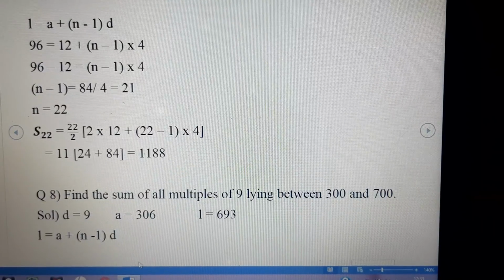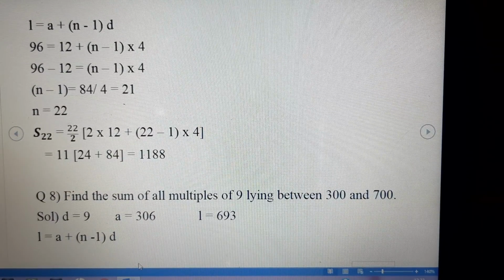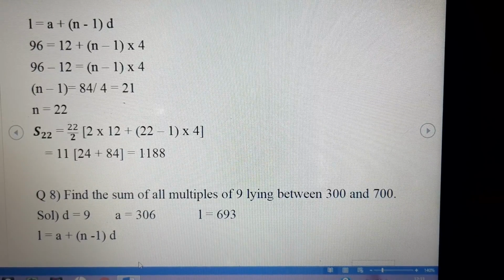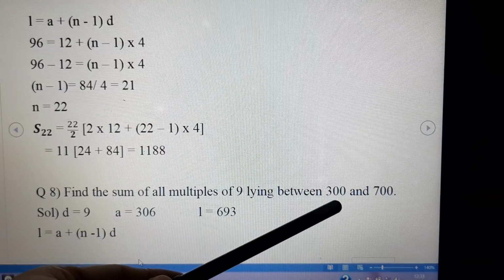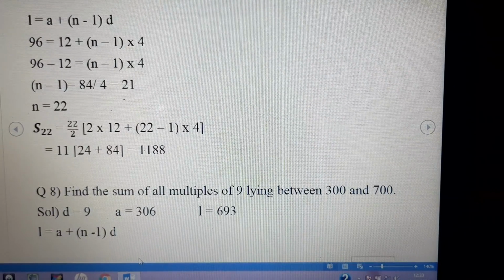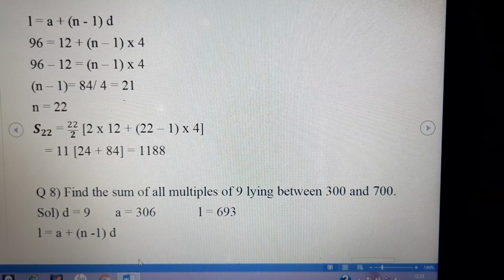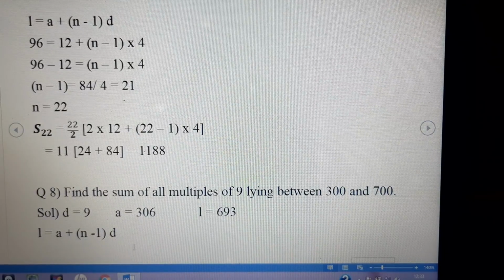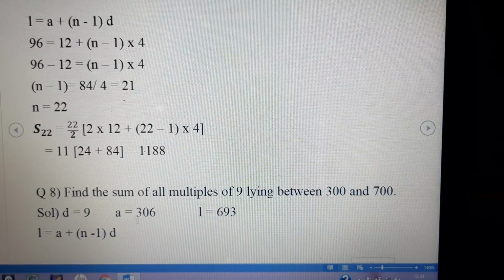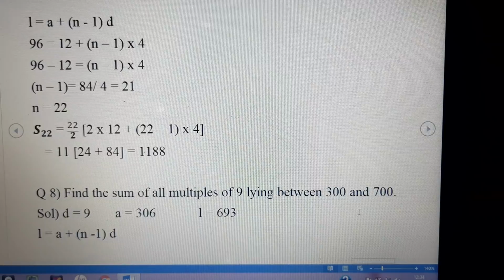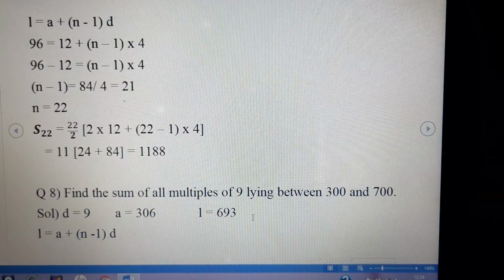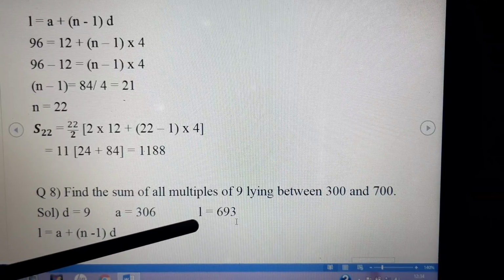Clear? Next question: find the sum of all multiples of 9, meaning divisible by 9, lying between 300 and 700. So we need to think of which is the first number which comes after 300 and is divisible by 9. It is 306. So this should be A, first term. And which is the last number before 700 that is divisible by 9? It is 693. So that becomes the last term.